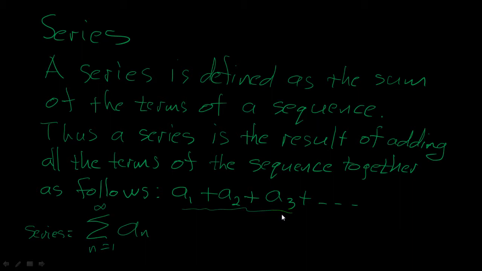Very simple and straightforward. If we are dealing with a finite series, we write the series as follows. Then the series is equal to the sum of n equal to 1 to k, where k is the number of terms within our sequence of an, and this defines a finite series. The previous one will define an infinite series.